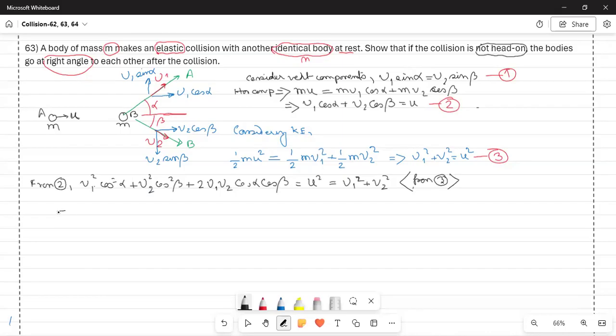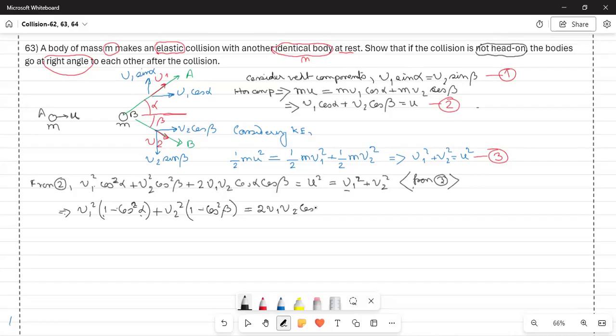So here what do you get? If we do transposition to left and right, here I have v1 square, here I have v1 square cos square alpha. So v1 square multiplied by 1 minus cos square alpha, plus v2 square into 1 minus cos square beta will be equal to 2v1 v2 cos alpha cos beta.